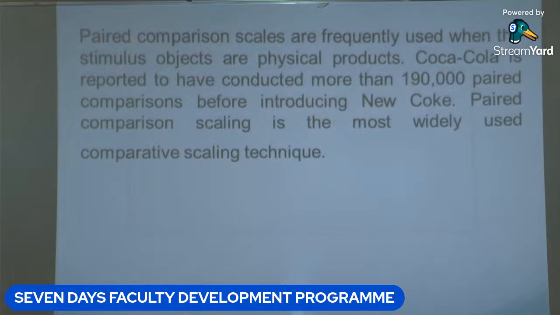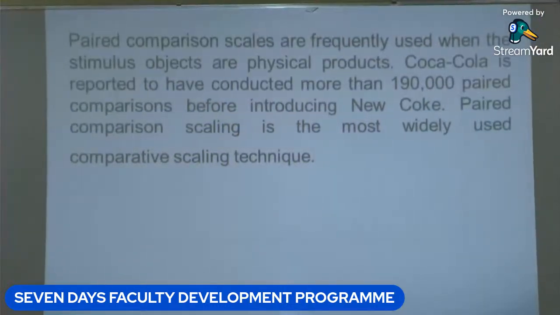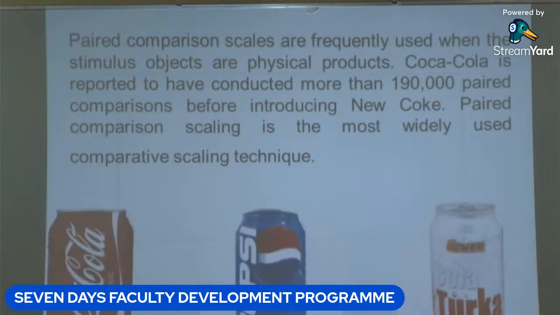Coca-Cola is reported to have conducted more than 190,000 paired comparisons before introducing new Coke. And this is an actual investigation. So that means they collected opinions related to introducing that new Coke into the market. They collected information from 190,000 respondents. Paired comparison scaling is the most widely used comparative scaling technique for these types of marketing analysis.